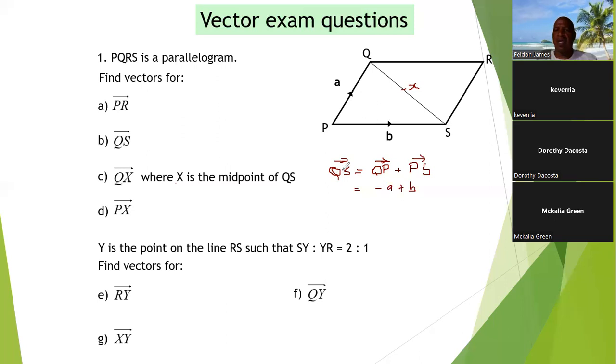Now, we know that QX would be equal to half. I'm sorry about that, guys.